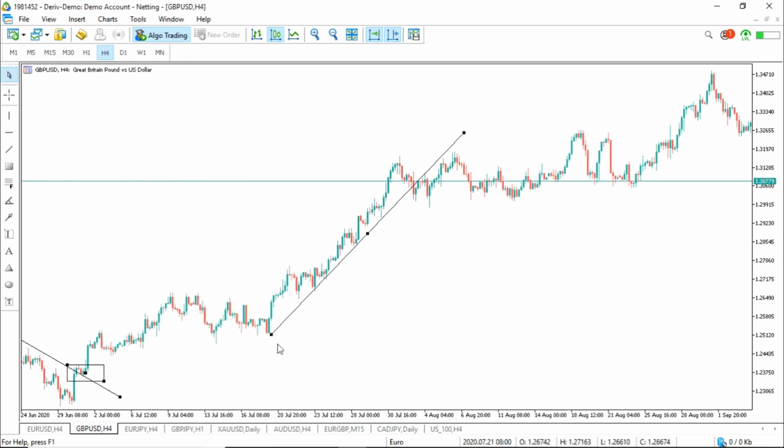So we can see that from this swing point right here, the market is making higher highs and higher lows. And you can see from this point right here, the market broke out, made a retest, and finally it didn't go on a new trend.